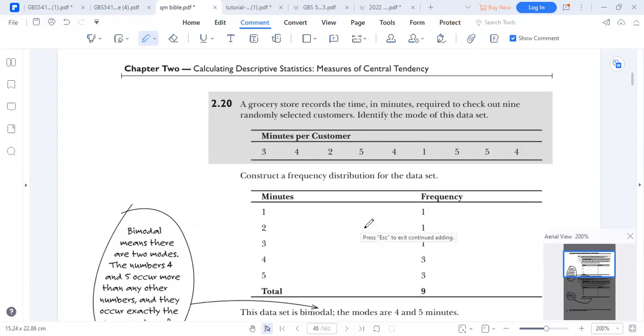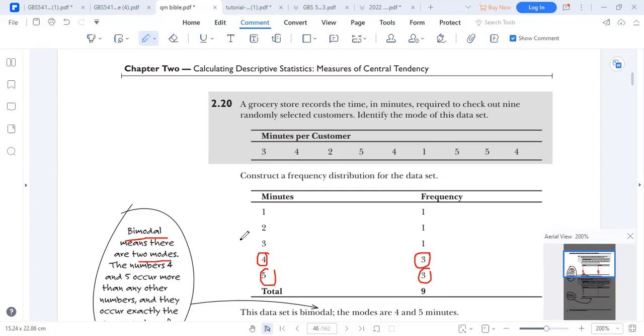All right. We'll have this data set here. 1s are 1, 2s are 1, 3s are 1, 4s are 2, and 5s are 3. So we have two repeated figures there. So 4 and 5 are our mode. We call this a bimodal frequency, where we have 2 modes.